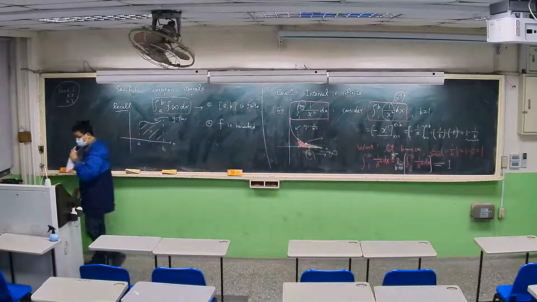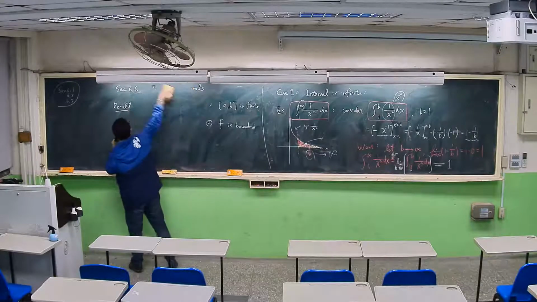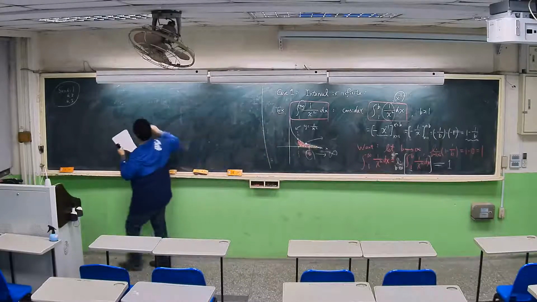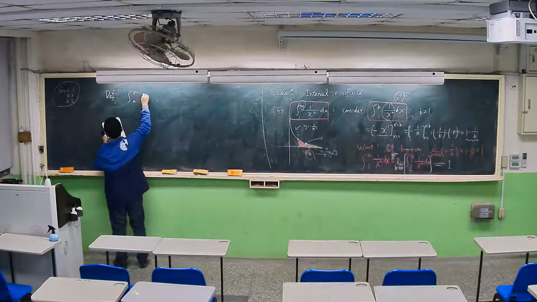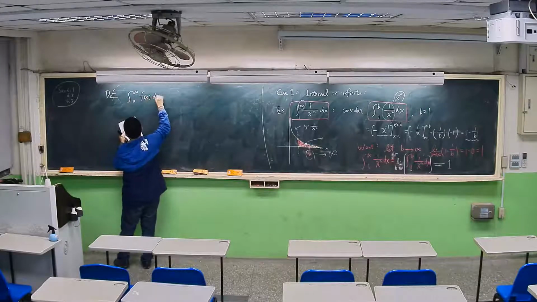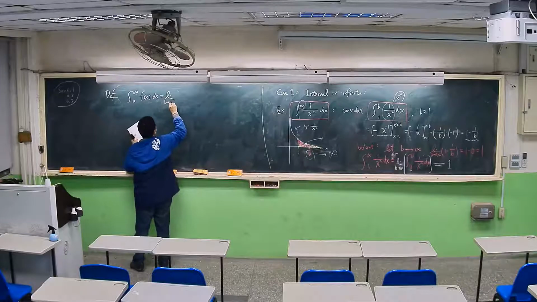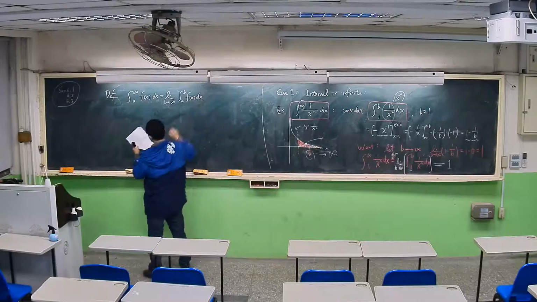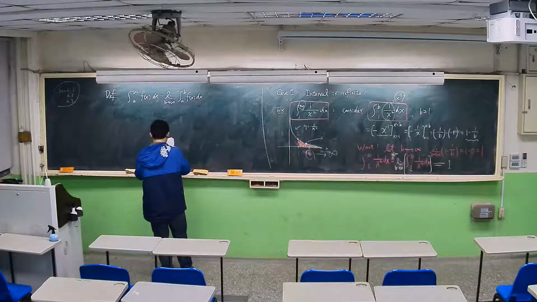Okay, here I write down the definition. For the definition, the integral from a to infinity of f(x) dx equals the limit as b approaches infinity of the integral from a to b of f(x) dx. If the interval is infinite, then we define it this way.